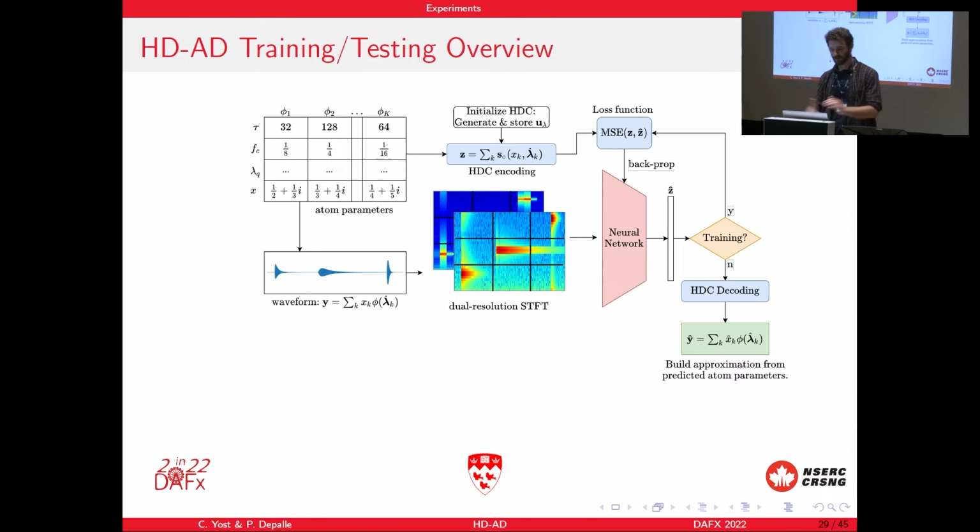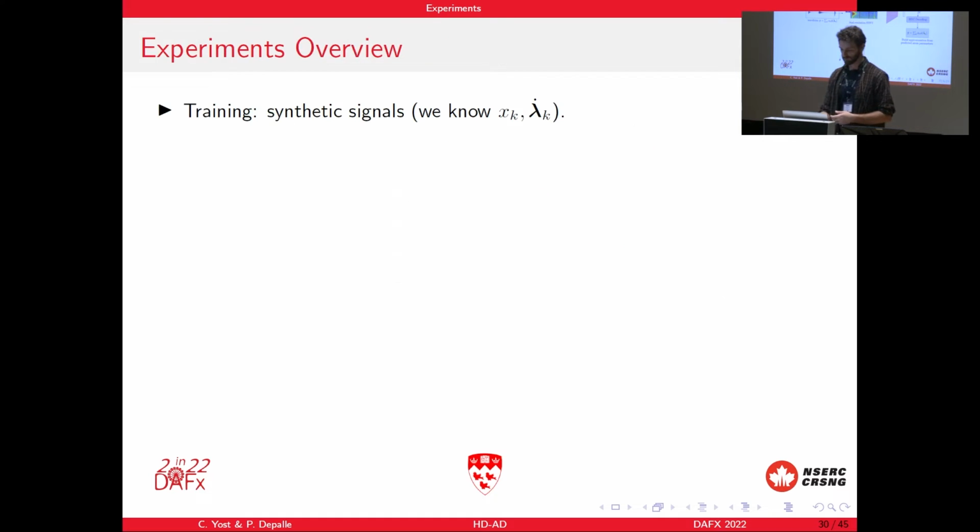So an overview of what the process looks like. We start with some parameter structure. From that, we synthesize a time signal, which we compute this dual resolution STFT with. Then we subsample it and give it to the network. And the network's output should be the encoding. And since we know the parameters, we can encode the ground truth hypervector and backpropagate. And then in testing, when we don't have this parameter matrix and we're giving it some unknown signal, we just decode the output of the network and resynthesize the signal from those parameters.